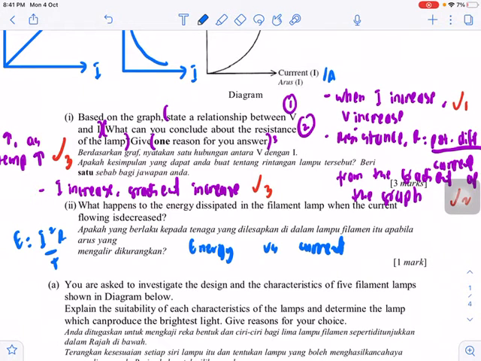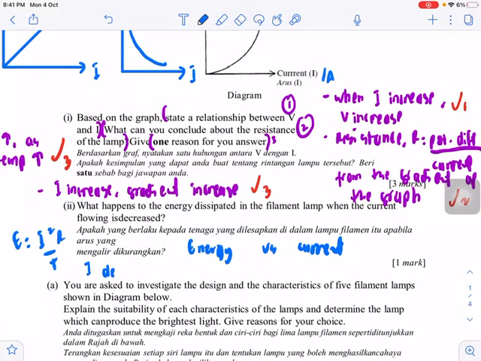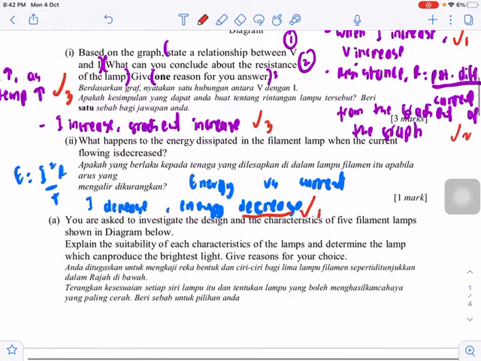So kalau current decrease, energy dissipated akan decrease. Okay, so based on this equation lah sebenarnya, kan dia directly proportional kan, sama aja. E sama dengan I square R bahagi T. Okay, so yang tu 1 markah saja. You tulis je decrease, you akan dapat markah. Okay. Alright, so next question.